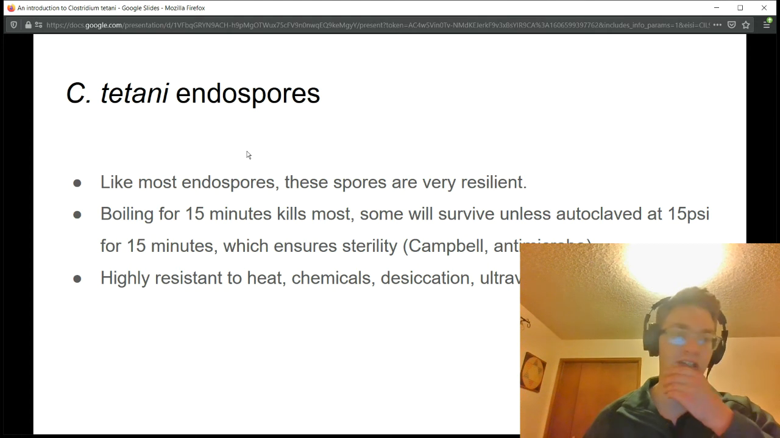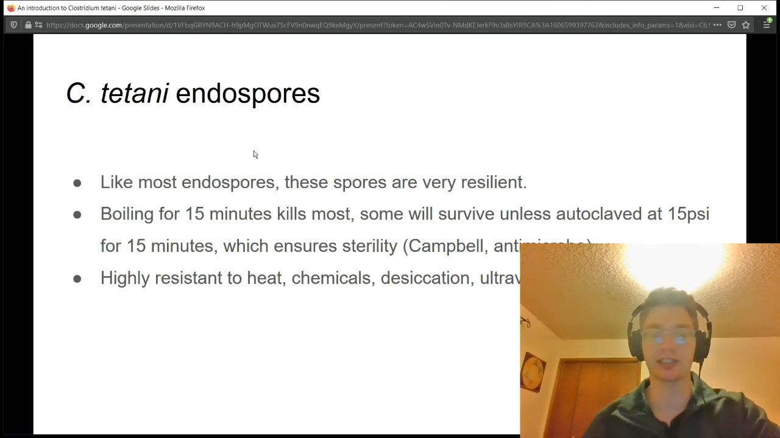So those spores, those endospores, are very resilient, just like any endospore. Boiling for 15 minutes will kill most of them, but not all. One sure way to kill them all is to autoclave them at 15 psi for 15 minutes. But they're highly resistant to heat, chemicals, desiccation, ultraviolet light, and in this case, or any other species in the Clostridium family, they're also going to be resistant to oxygen, actually. And we're going to talk a little bit more about that.